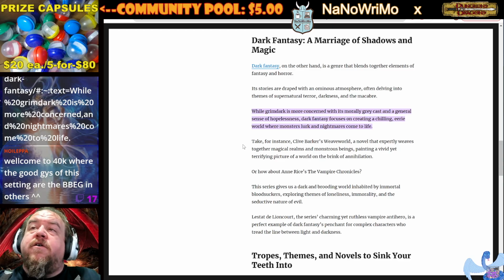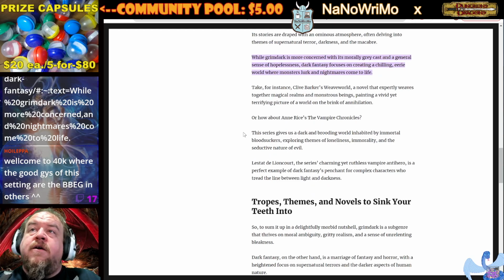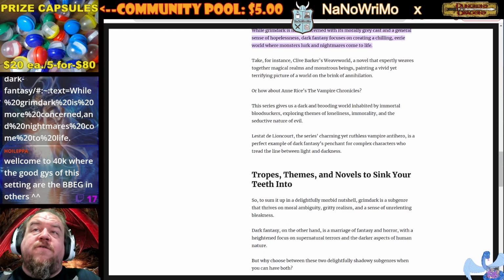Take, for instance, Clive Barker's Weave World, a novel that expertly weaves together magical realms and monstrous beings, painting a vivid yet terrifying picture of a world on the brink of annihilation. Or how about Anne Rice's The Vampire Chronicles? This series gives us a dark and brooding world inhabited by immortal bloodsuckers, exploring themes of loneliness, immorality, and the seductive nature of evil. Lestat de Lioncourt, the series' charming yet ruthless vampire anti-hero, is a perfect example of dark fantasy's penchant for complex characters who tread the line between light and dark.